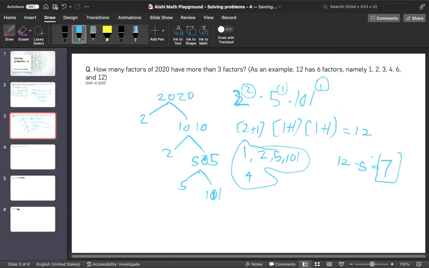And that's how many factors of 2020 have more than 3 factors. Alright, I don't know what you call these types of questions, but I have a fun name for them. Factors of factors.